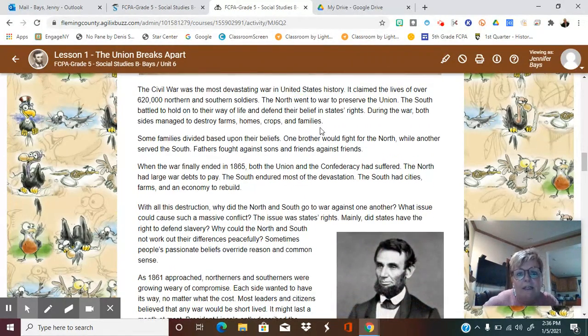It was the most devastating war in United States history. It claimed the lives of over 620,000 Northern and Southern soldiers. The North went to war to preserve the Union, and the South battled to hold on to their way of life and defend their beliefs and states' rights.